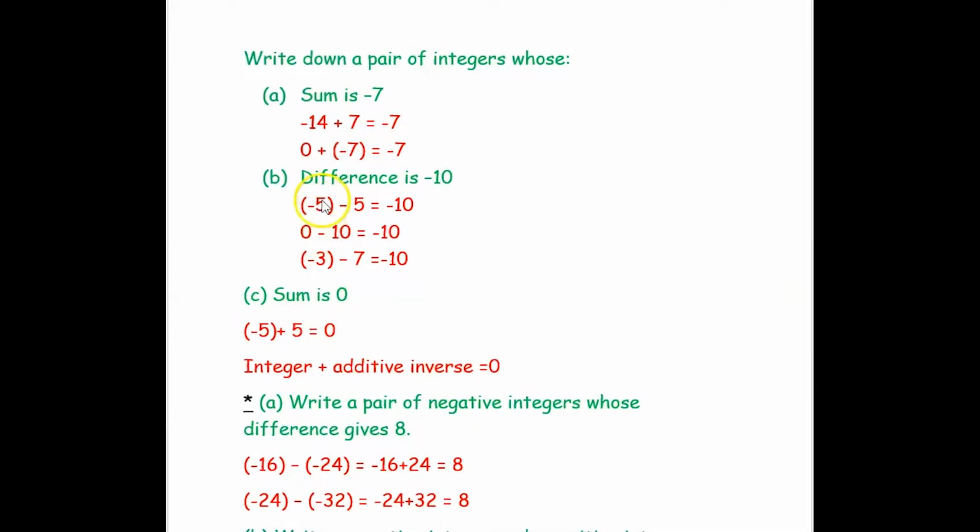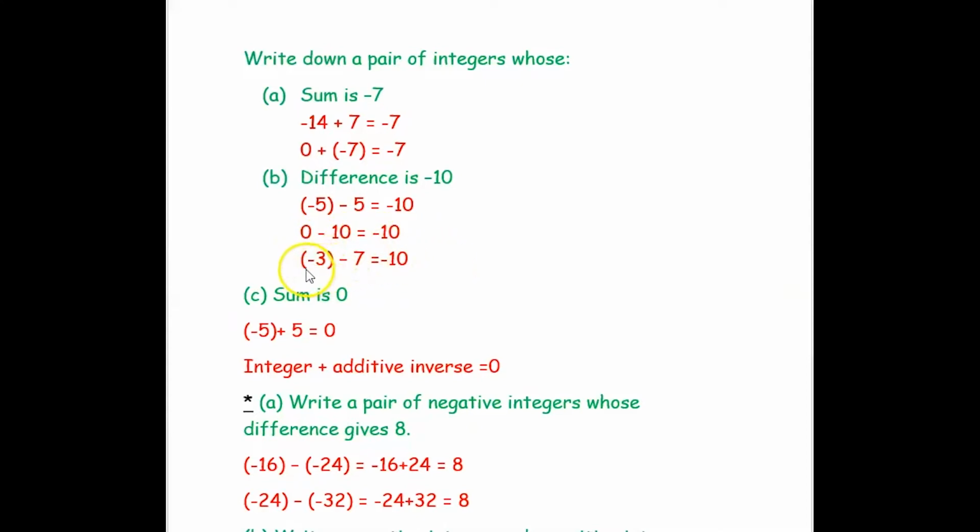Next question is, write down a pair of integers whose difference is negative 10. So here difference means you have to subtract the two integers. So now I have taken one integer as negative 5 and the other integer as positive 5. So if I subtract negative 5 minus positive 5, then my result will be negative 10. Then I have taken one more pair. So 0 minus 10 is negative 10.